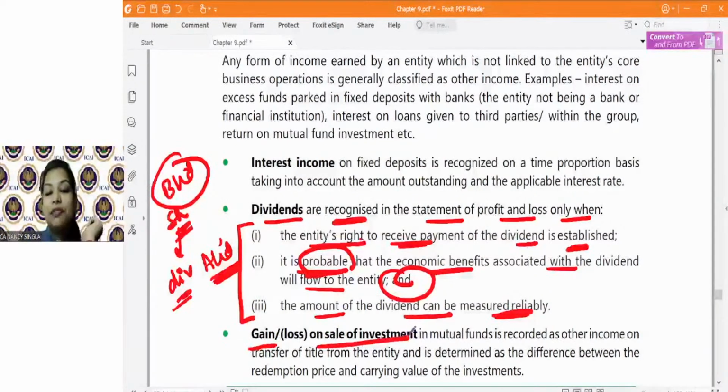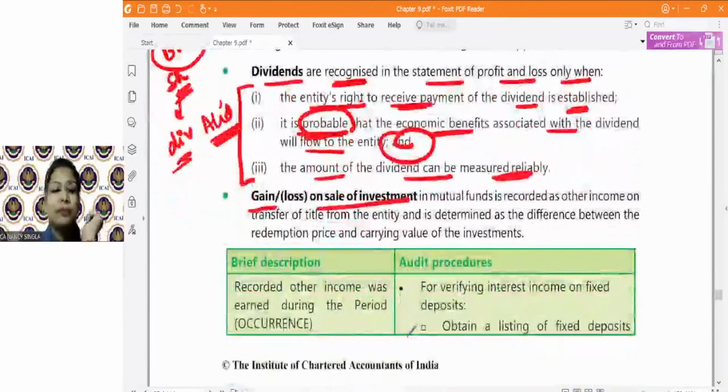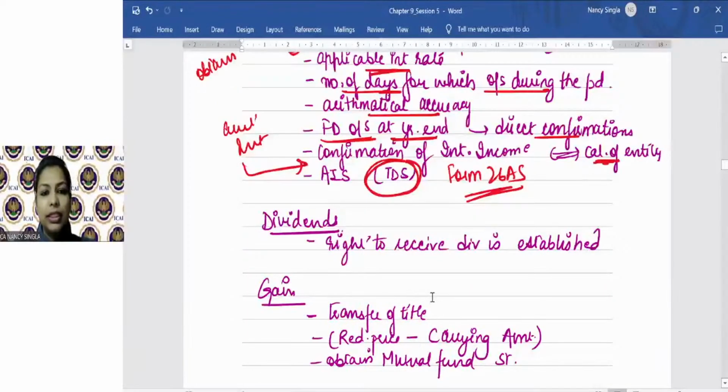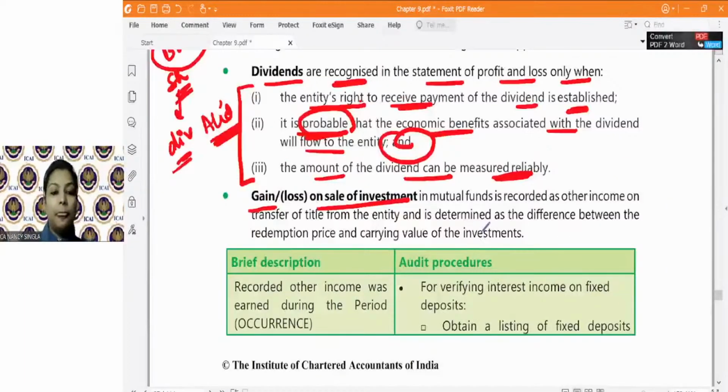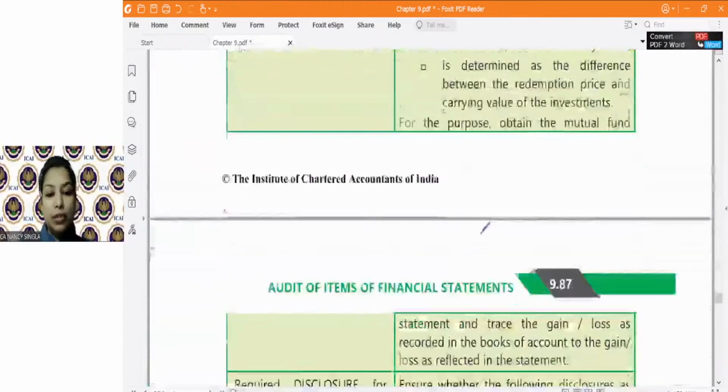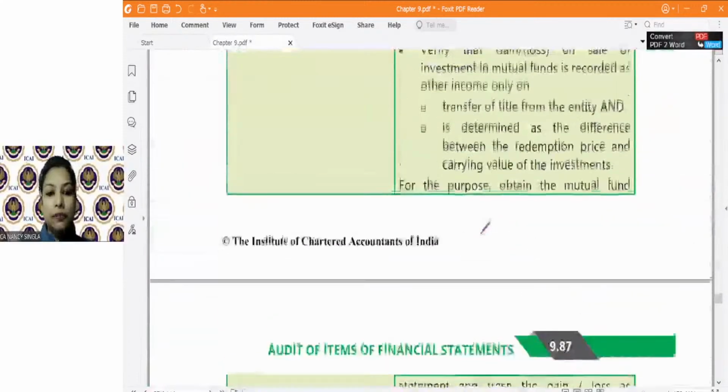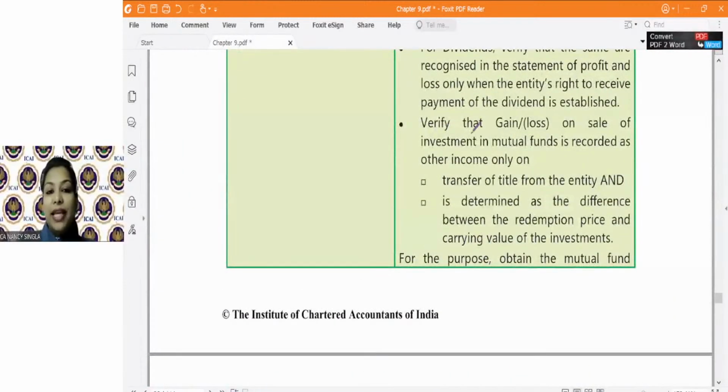Gain on sale of investment in the mutual funds. अच्छा, अभी तो डिविडेंड वाला ही पॉइंट किया था ना हमने, तो इस much is given with respect to dividend. Now with respect to gain, so let me just take you through the module for gain also. So verify that gain or loss on sale of investment in mutual fund is recorded as other income only on transfer of title from the entity.